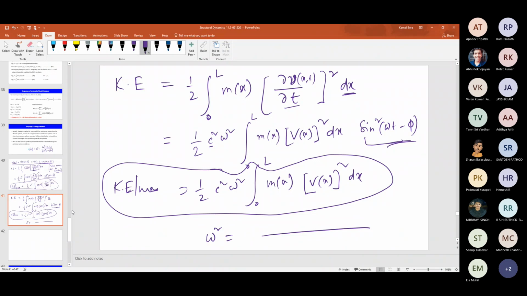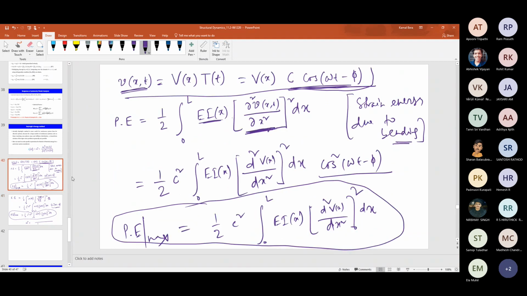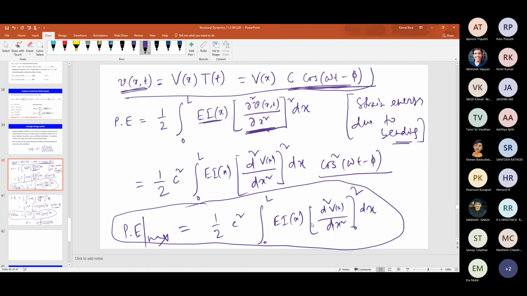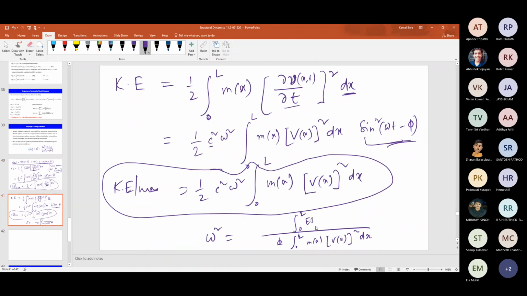This will be in the denominator obviously, right? Half c square will also get cancelled out. So integral of 0 to L m(x) V(x) square dx, and in the numerator there will be this one, E I(x) times d2 V(x) by dx2 whole square dx. Okay, agree with me?